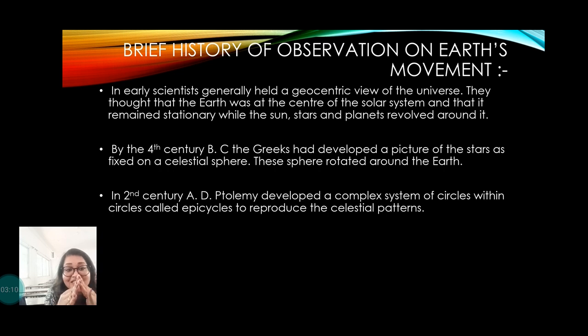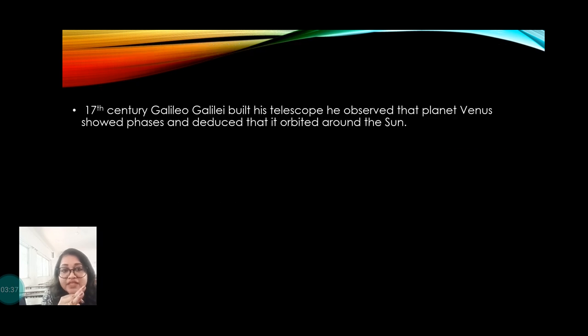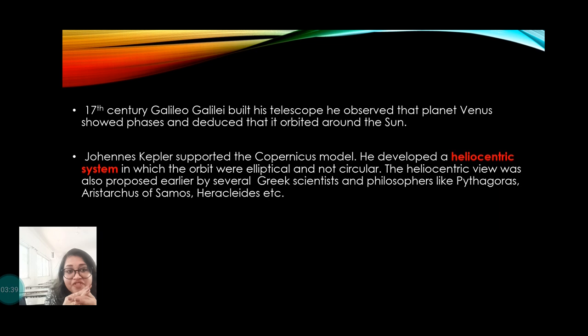After that, in the 2nd century AD, Ptolemy developed a complex system of circles within circles, called epicycles, to explain the celestial patterns. Then in the 16th century, Nicholas Copernicus proposed that the sun was the stationary center of the universe, with the other planets and stars moving around it. Okay. Next, in the 17th century, Galileo Galilei built his telescope. He observed that the planet Venus showed phases and deduced that it orbits around the sun.